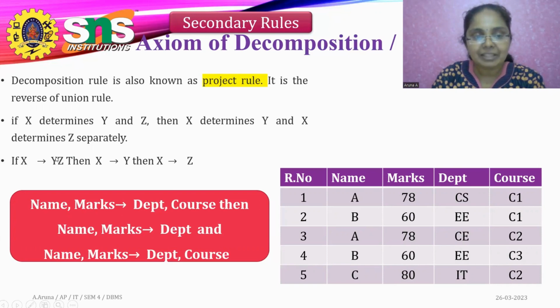Similarly, here in the determinant part we have Y and Z, and I can separate them: Y separately and also Z separately. For example, name and marks is my X component, and department and course is the Y component. If this is true, definitely we can say name and marks identify the department, and name and marks identify the course. This type can be called splitting, project rule, or decomposition.